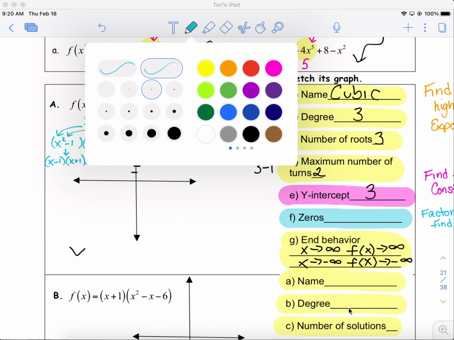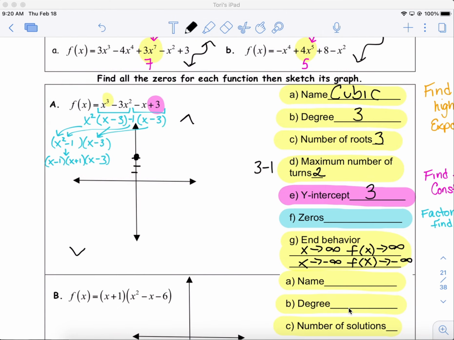They're all different, so no double roots. But I'm going to have this guy makes a -1. Oops, let me go the other way with that. This guy makes the -1. This guy makes a +1. And this guy makes a +3. So those are the 3 places that I'm going to cross the x-axis.